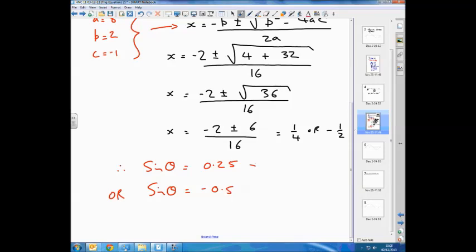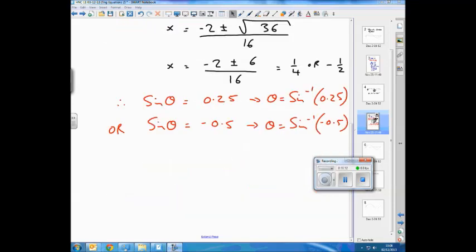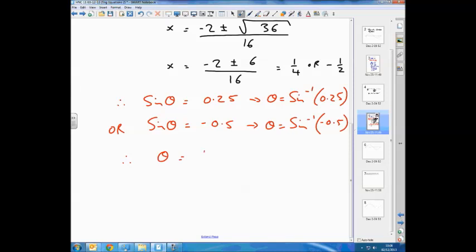So, therefore, theta is the inverse sine of 0.25, or theta is the inverse sine of minus a half. So, theta equals 14.5 or minus 30 degrees. So now, looking at these values, 14.5 and minus 30, we've got to look for values of theta within the range that we're allowed, 0 and 360 degrees.